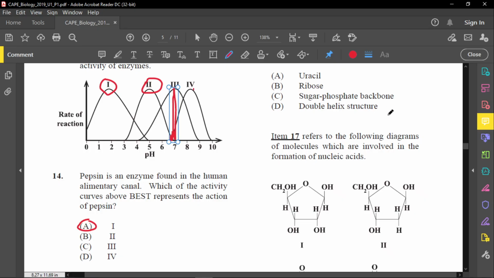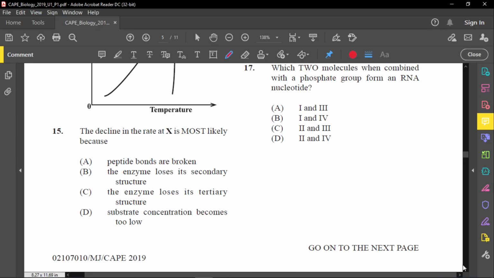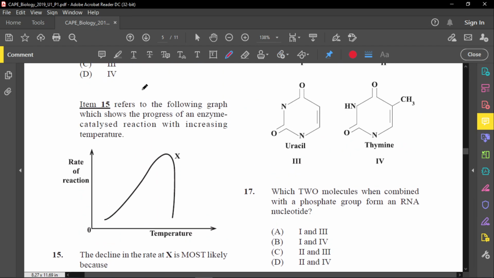Question number 15. Let's go to question number 15. Let's see if I can speed up the time here now. Item 15 refers to the following graph, which shows the progress of an enzyme catalyzed reaction with increased temperature. And as you know, again, this is an enzyme. As temperature increases, enzymes tend to denature. So here, if you notice at X, the line drops.